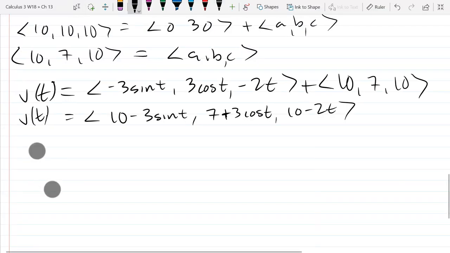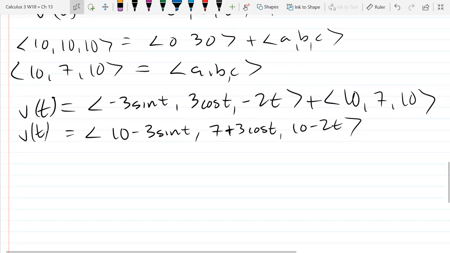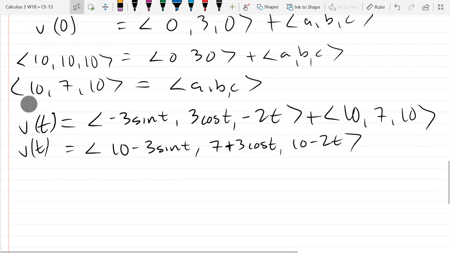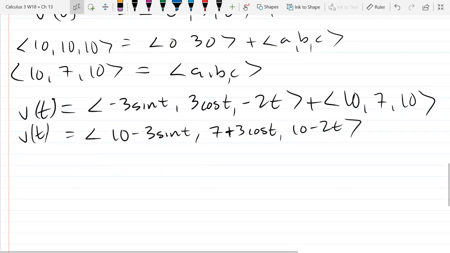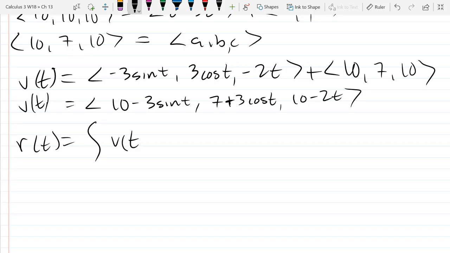In the middle of the problem. So we're looking for position, and we did find velocity. How do I find the position function? Antiderivative. So we got velocity, we're looking at velocity, so we're going to recover the position. So use r of t for our position. r of t equals the integral of v of t dt.